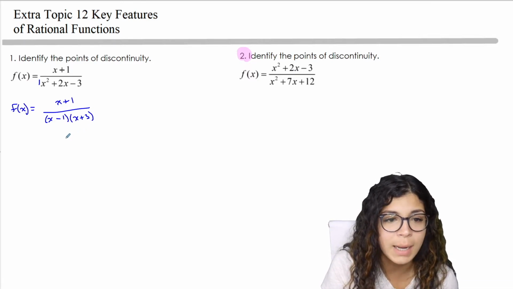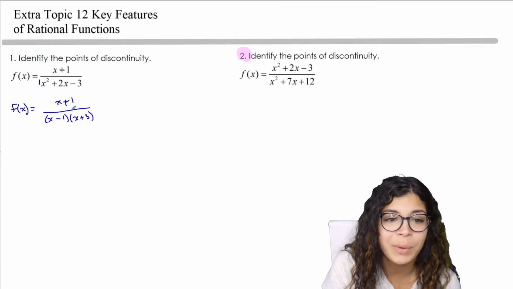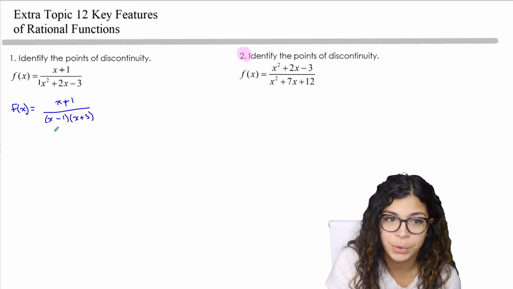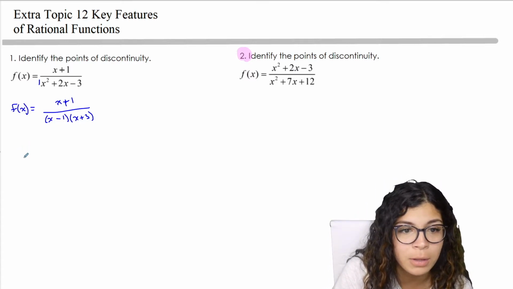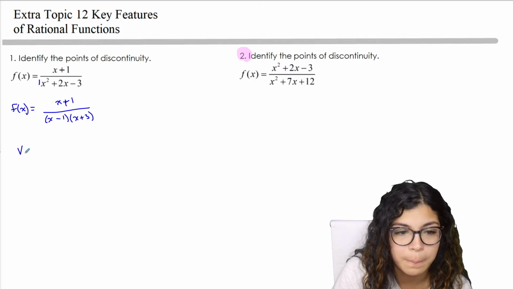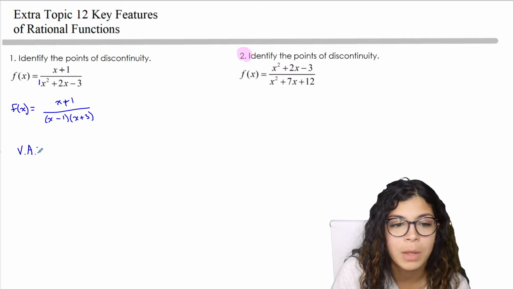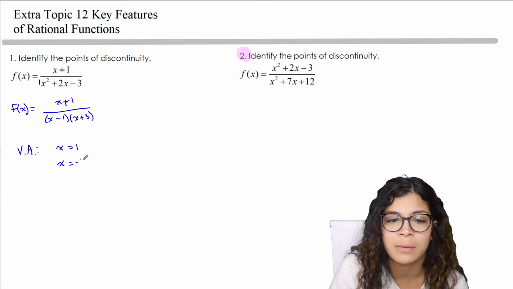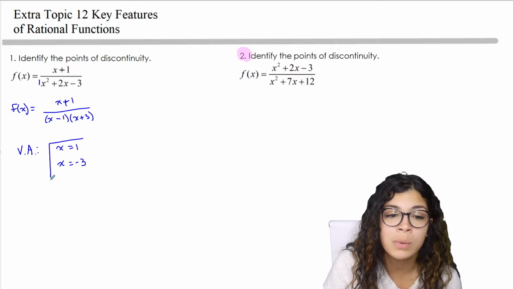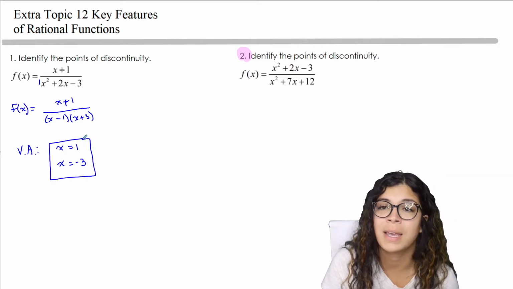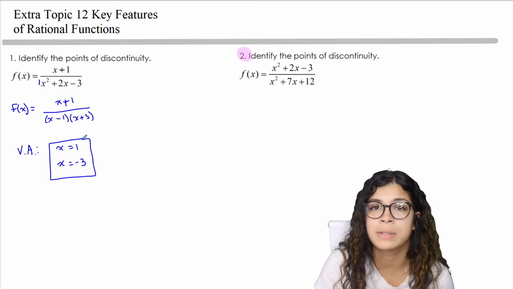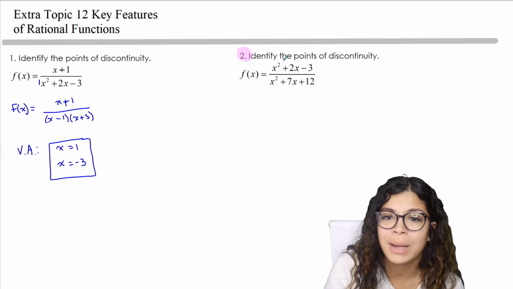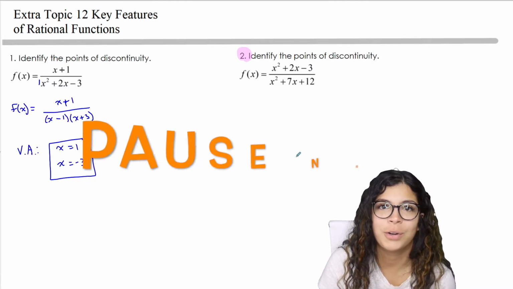Okay? Now, on the numerator we have x plus 1, and on the denominator we have x minus 1. So that doesn't cancel. So we have two vertical asymptotes, VA, one at x equals 1 and another one at x equals negative 3. There are two of them. You always want to write the asymptote as an equation because it represents a line, right? And that's it. Now, go ahead and pause the video and try number 2 on your own.